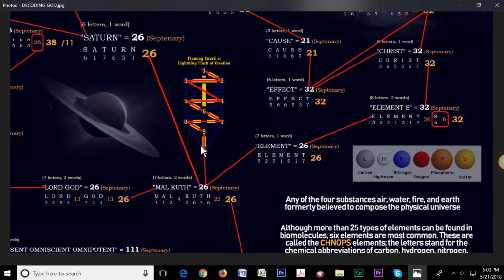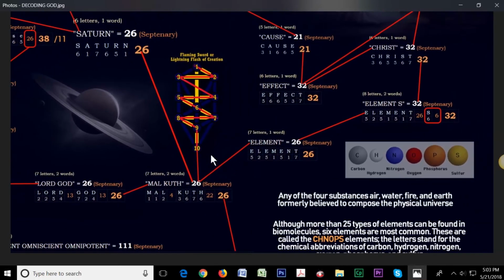Malkuth represents this number 10 right here at the very bottom of the tree of life in the Kabbalah. Malkuth, I don't care how you spell it. I don't care the origin of the word. I'm decoding it from the English language. Malkuth has a numerology of 26 right there. You can fact check it yourself, connected directly to Saturn.